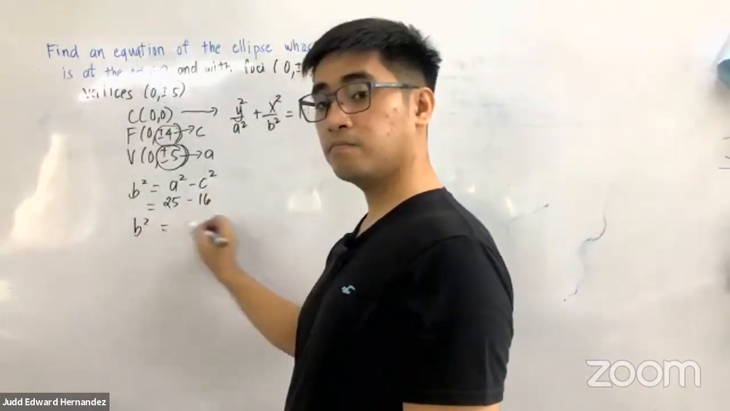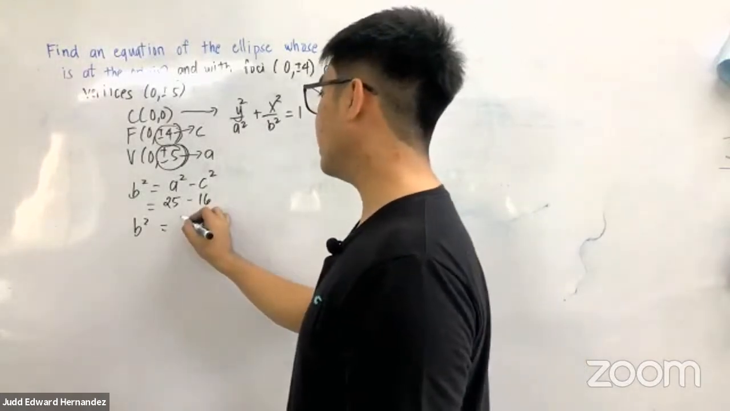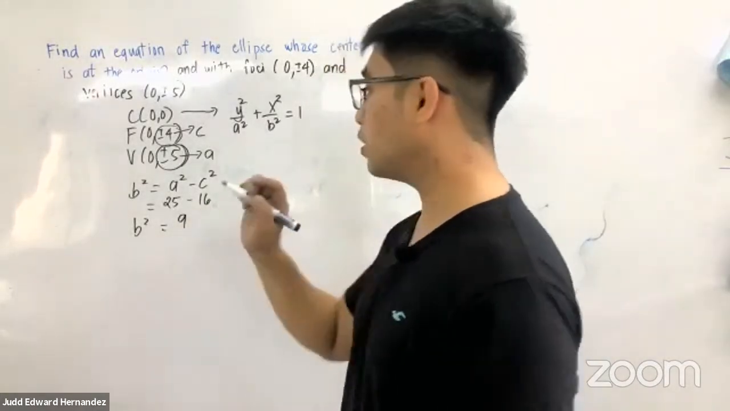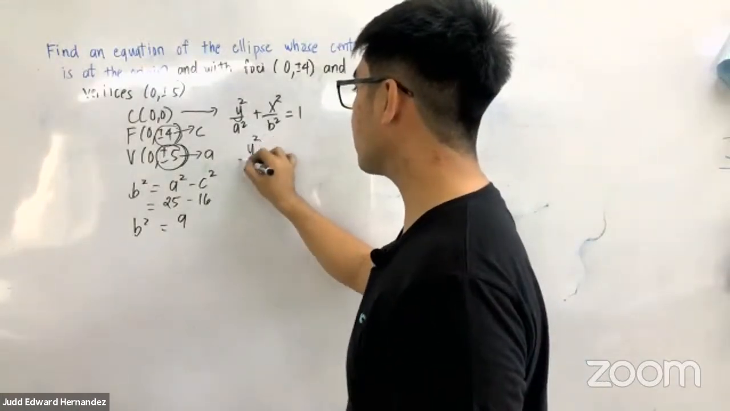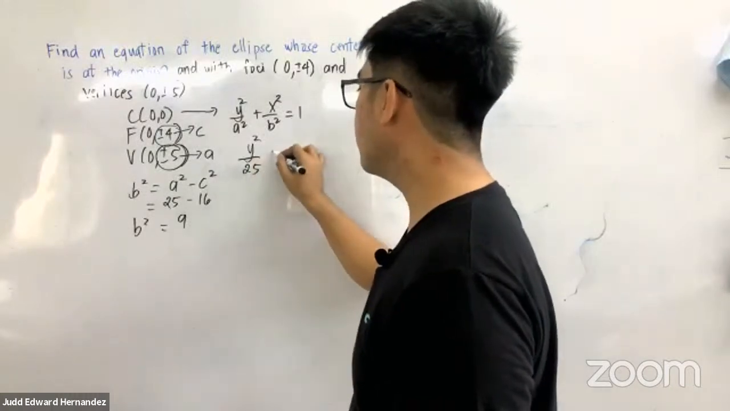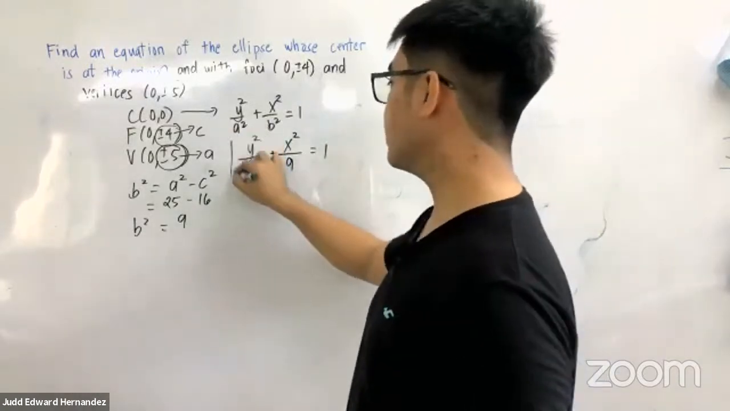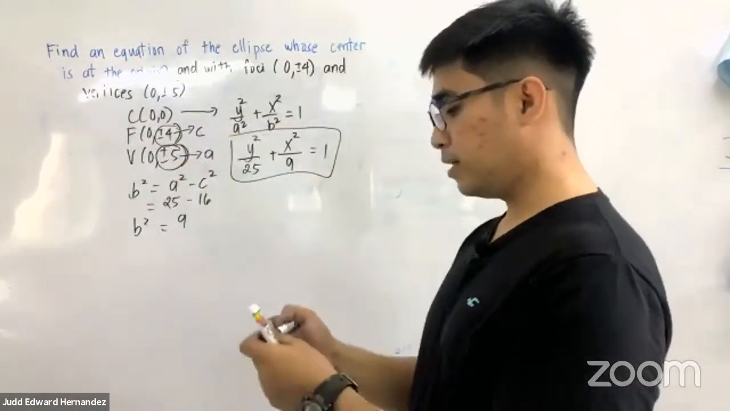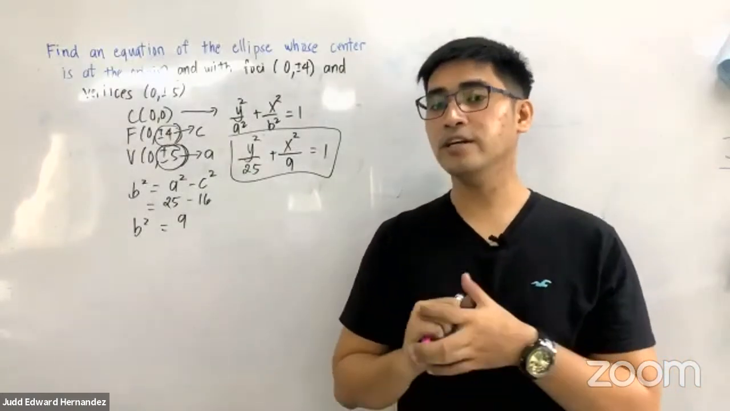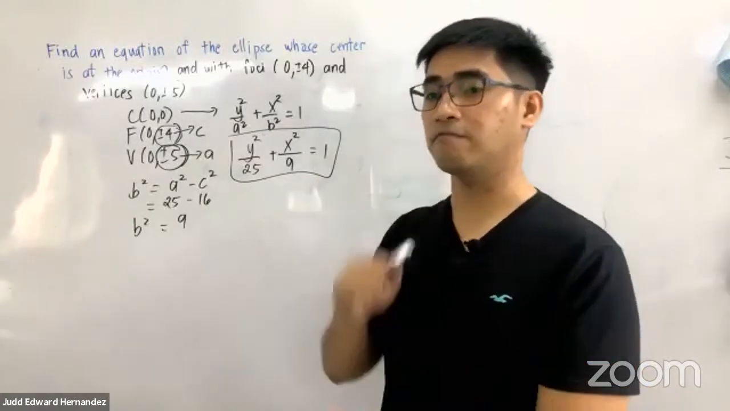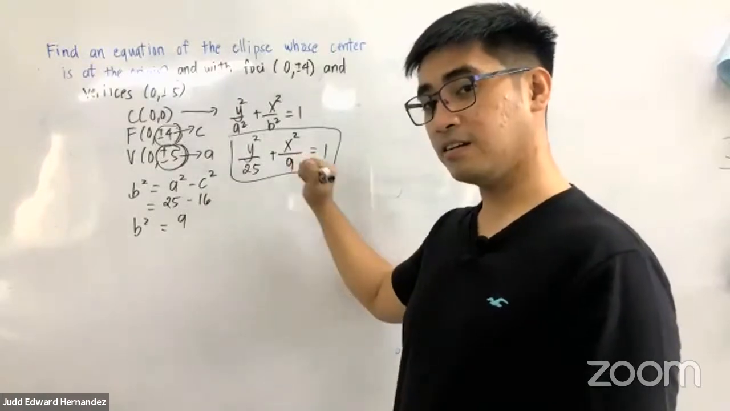Tama, guys? Opo. What is our b squared now? 25 minus 16. That is 9. Very good. Therefore, pwede na natin siyang isubstitute doon sa equation natin. And this becomes y squared over 25 plus x squared over 9 is equal to 1. And this is the equation of an ellipse with center located at the origin, foci at 0 plus minus 4, and vertices at 0 plus minus 5. Okay, madali lang ba? Gets? Madali lang yan.